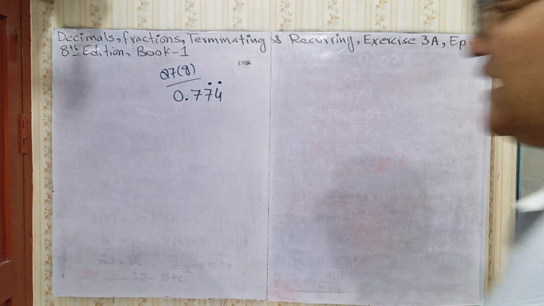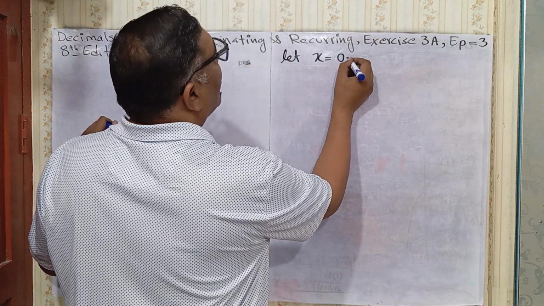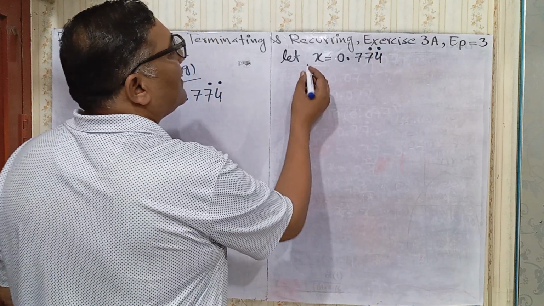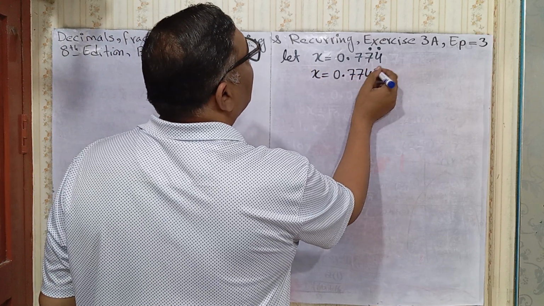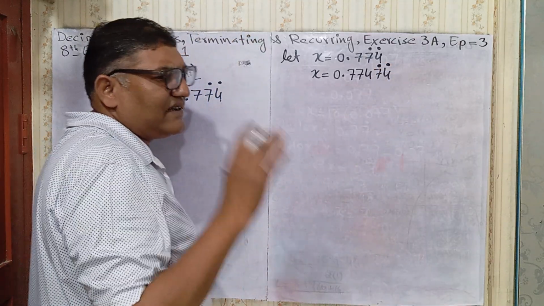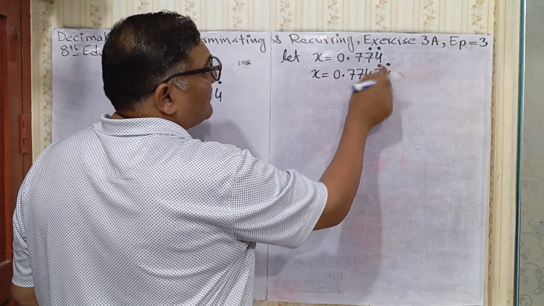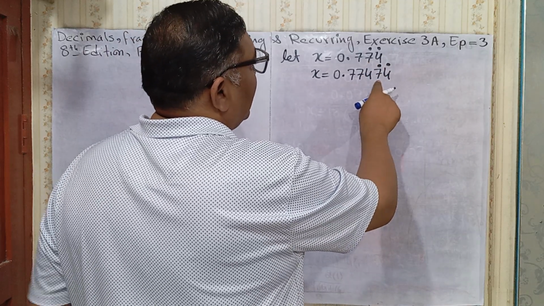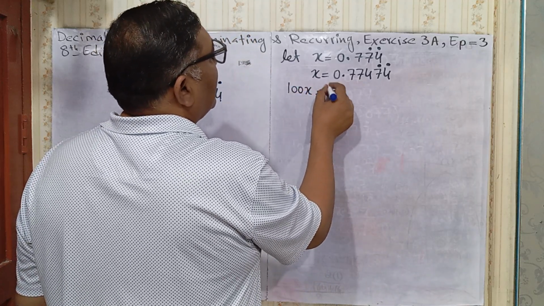So I will write here, let x equal 0.77 and 4. On these two we have dots, that means they will be repeating. So x recurring, this will be 0.77474 dot dot. I will multiply it by either 10, 100, or 1,000, in a way that they become the same decimal places. This is on the second and third decimal place. To bring them to the second and third decimal place, I will have to multiply both sides by 100. So I'm going to multiply by 100. Let's see the magic.